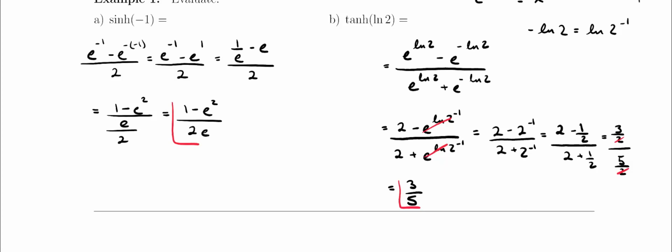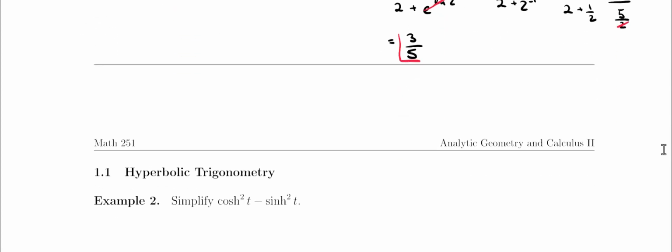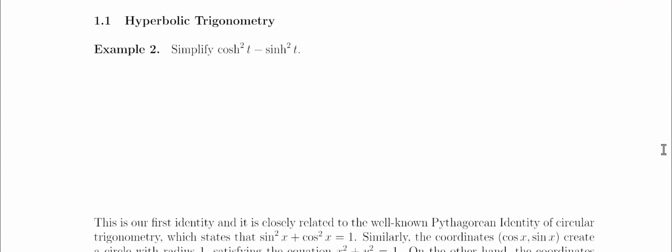All right, so now let's go ahead and practice with problems involving hyperbolic trigonometry. Let's see if we can go ahead and simplify the following. We have the hyperbolic cosine squared of t minus the hyperbolic sine squared of t. So what would we get? Now for this example, I'm going to go ahead and revert back to the definition of the hyperbolic cosine and the hyperbolic sine in terms of exponential functions.